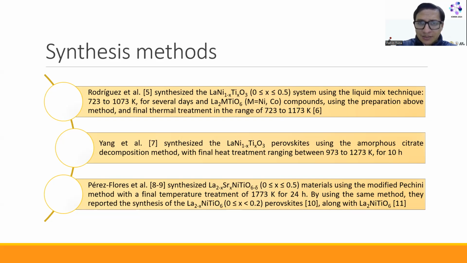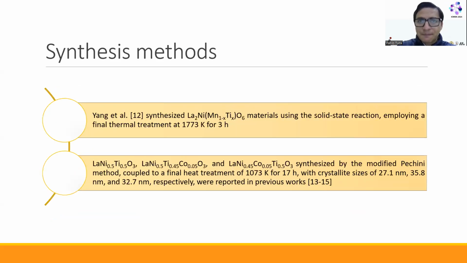Moreover, Perez Flores et al. used the Pechini method and a final calcination temperature of 1773 Kelvin. Yang et al. used the solid state reaction method and a calcination temperature of 1773 Kelvin. It's worth noting that double perovskites and perovskites containing lanthanum, nickel, titanium, and cobalt have been reported, which were prepared using a final calcination temperature of 800 centigrade for 17 hours.